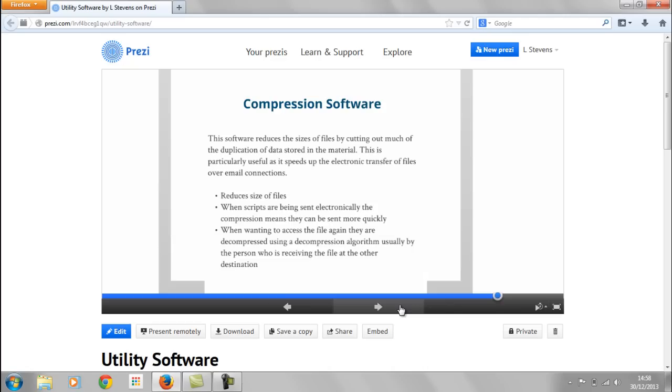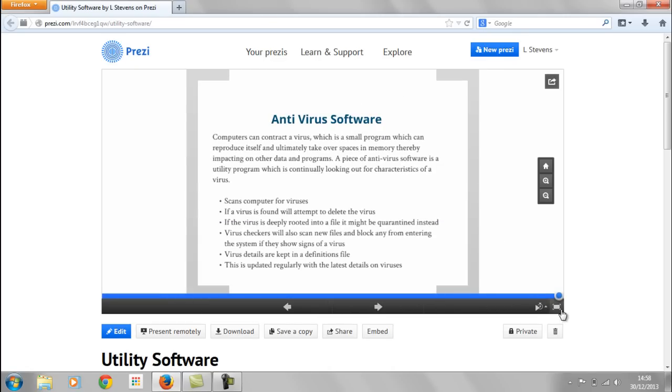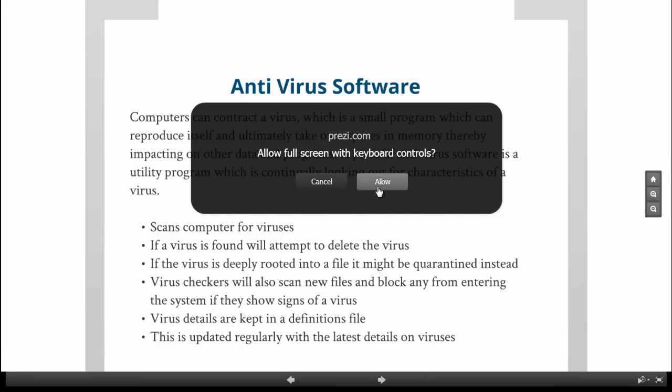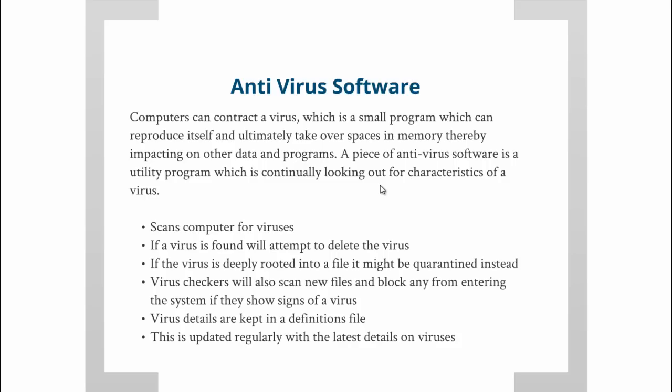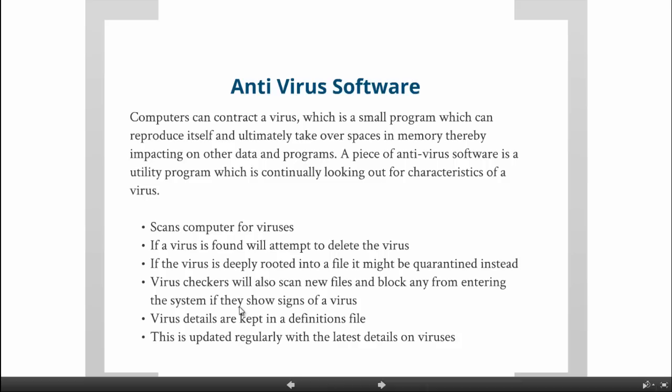Okay, so the next one we want to look at is antivirus software. This should be quite simple for a lot of you. Computers can contract viruses, which are small programs that reproduce themselves and take over space in memory, thereby impacting on data and programs. A piece of antivirus software is a utility program which is continually looking out for characteristics of a virus. Here are the points for an exam answer.